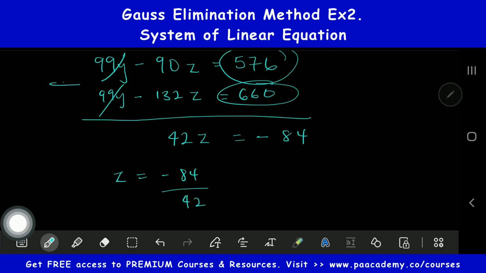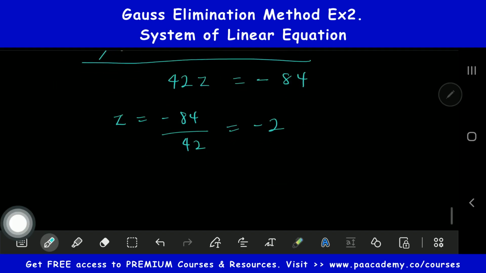All right, and this will give us minus 2. So with this now we've gotten our z. So that means the value of our z is equal to minus 2. So just take note of this. We've gotten one of the values.